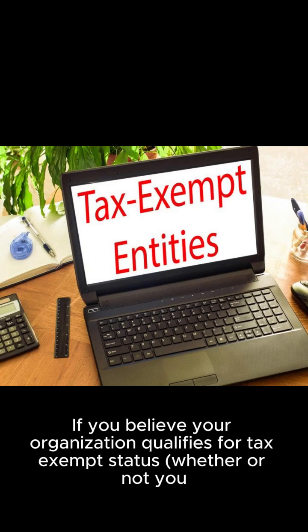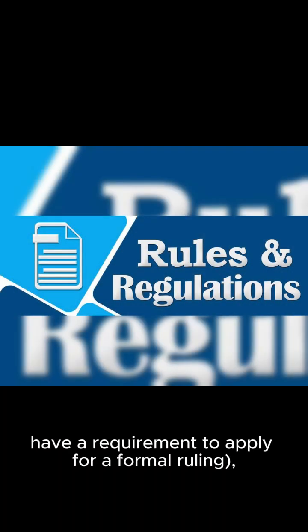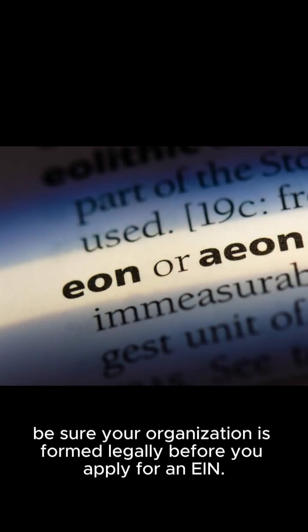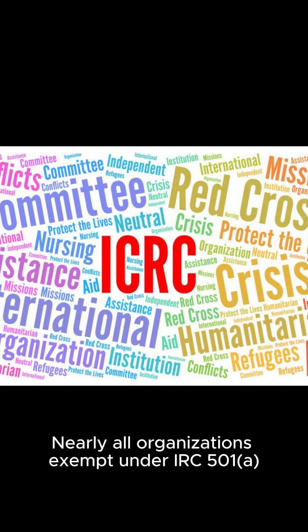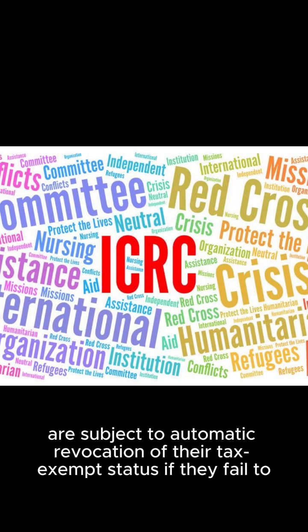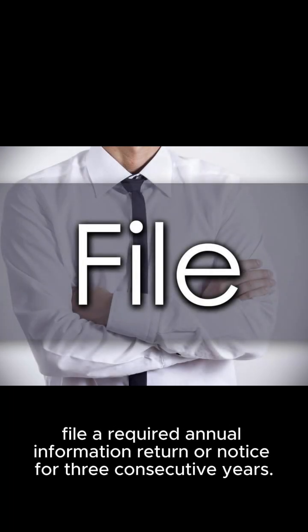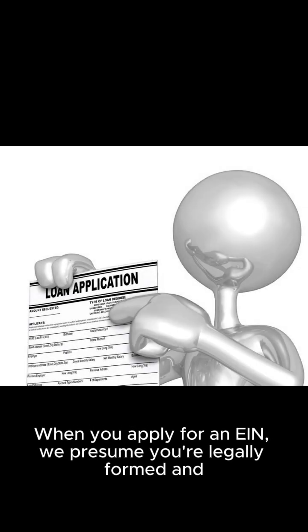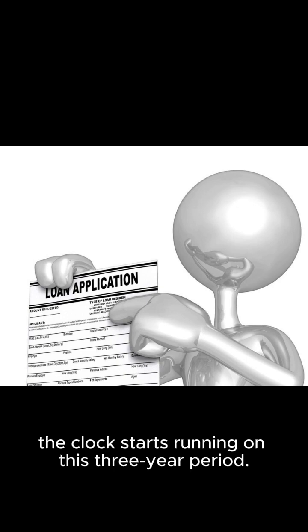Exempt organization information. If you believe your organization qualifies for tax-exempt status, whether or not you have a requirement to apply for a formal ruling, be sure your organization is formed legally before you apply for an EIN. Nearly all organizations exempt under IRC 501(a) are subject to automatic revocation of their tax-exempt status if they fail to file a required annual information return or notice for 3 consecutive years. When you apply for an EIN, we presume you're legally formed and the clock starts running on this 3-year period.